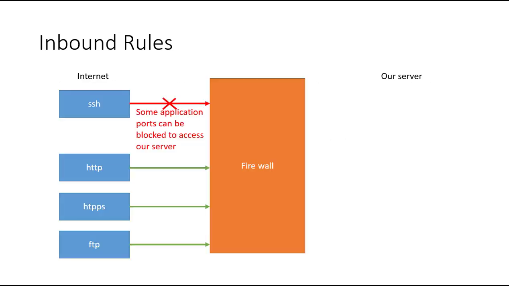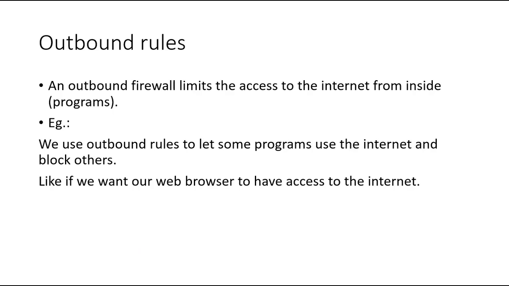As this, here, this is the internet, this is our server, those are the applications in the internet. Outside application protocol ports are limited to access our server. Here, the SSH port is blocked by the firewall. Then, outbound rules. An outbound firewall limits the access to the internet from inside.